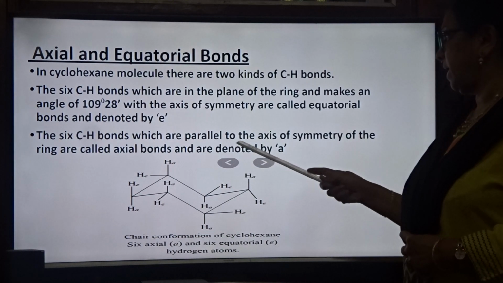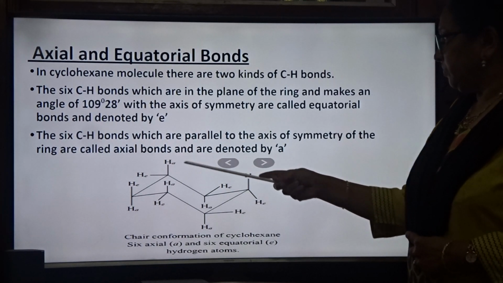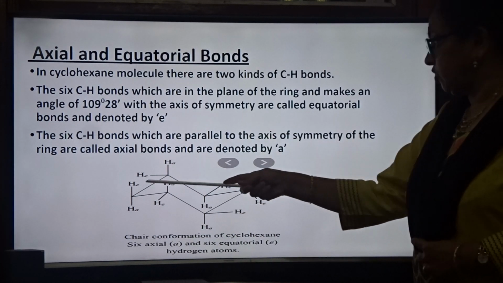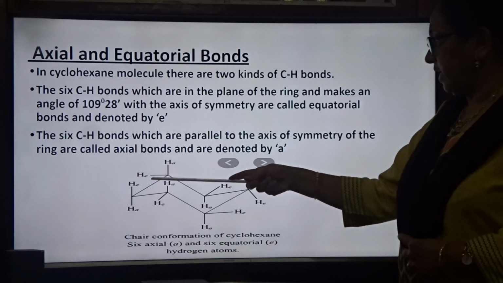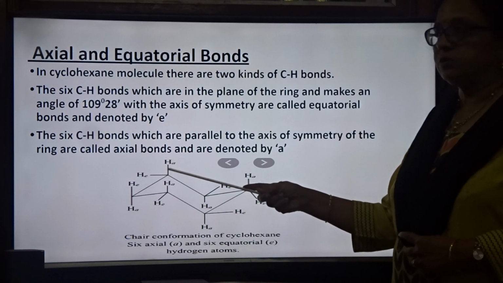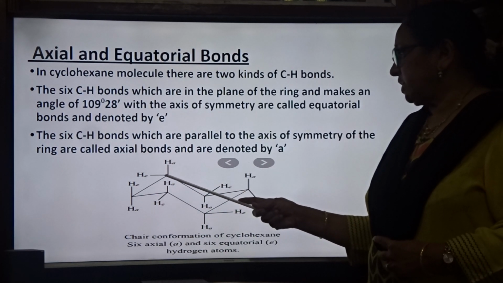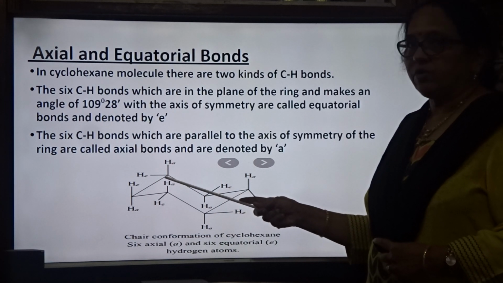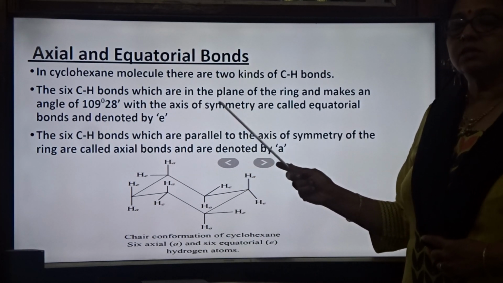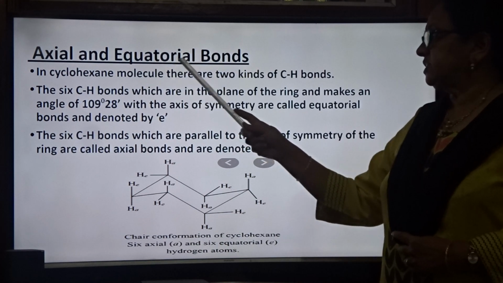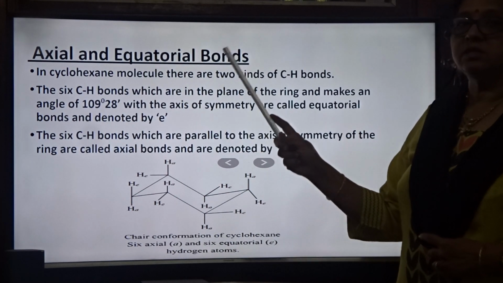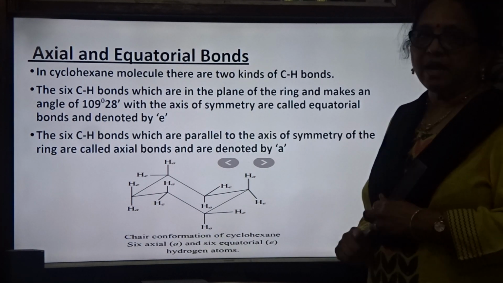The 6 C-H bonds which are parallel to the axis are the axial bonds, while the equatorial bonds are at an angle with the axis of symmetry. If the bond is vertical to the axis, it is equatorial, and if it is parallel to the axis, it is axial. So on each carbon there is one axial hydrogen and one equatorial hydrogen. There are 6 C-H equatorial bonds and 6 C-H axial bonds in the cyclohexane molecule.